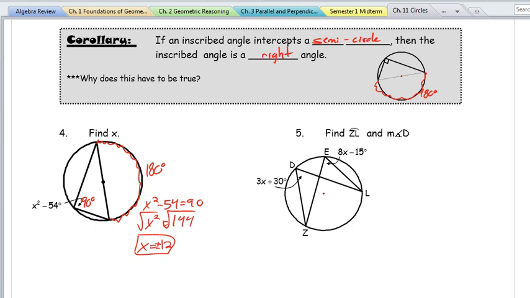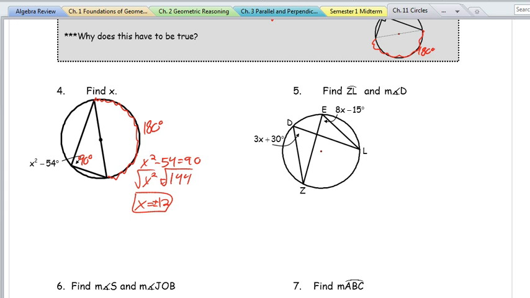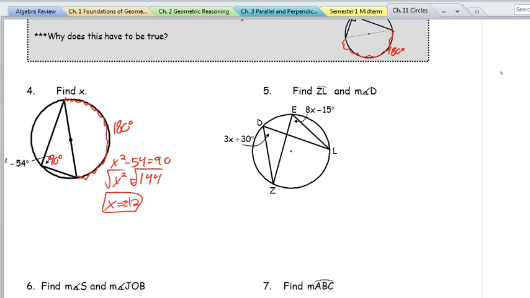In number 5, let's switch up colors. I'm getting sick of my red. ZL and the measure of angle D is what we want to find. So we want to find this guy and then ZL. Based on what we have here, we see that angle E intercepts LZ. We see that angle D intercepts LZ, and I'm going to outline that. And I guess I'm going to use red again. I love my red. They're intercepting the same arc, we can see, so that means they're going to go ahead and be equal to each other.